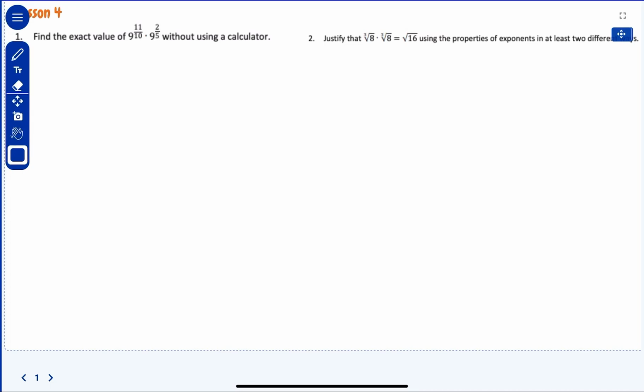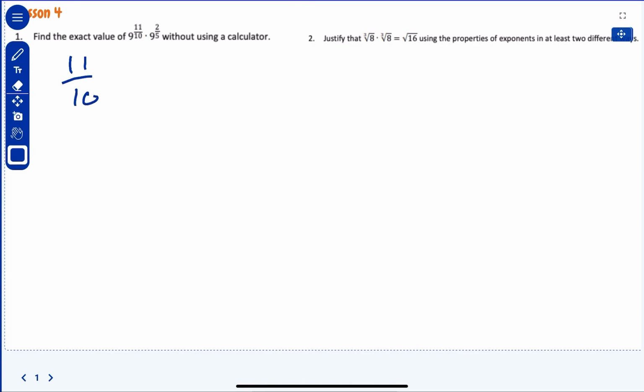All right, Algebra 2, Module 3, Lesson 4. Still looking at these exponents, okay? Now, it says find the exact value of 9 to the 11/10th power times 9 to the 2/5th power without using a calculator. When we have a common base and we're multiplying, what do we do with the exponents? We add them. So let's just do that.